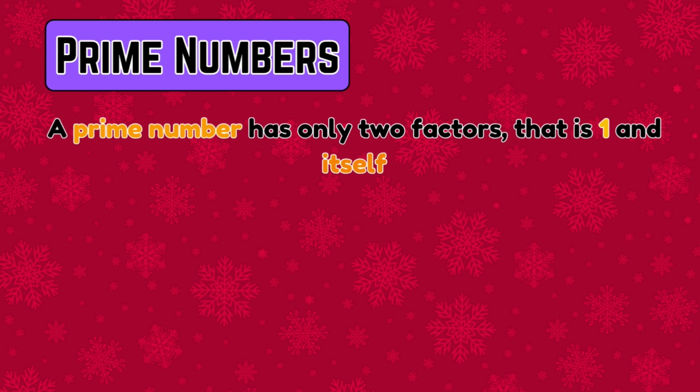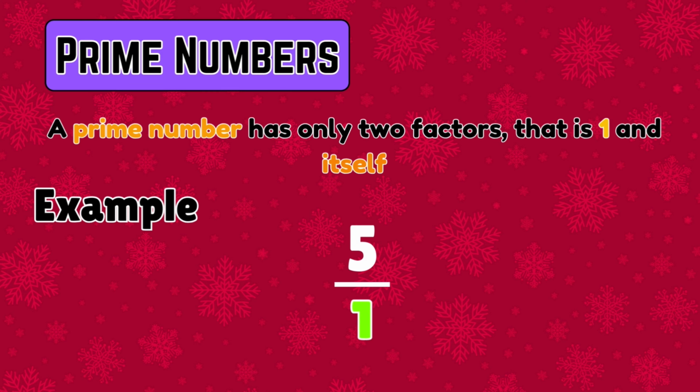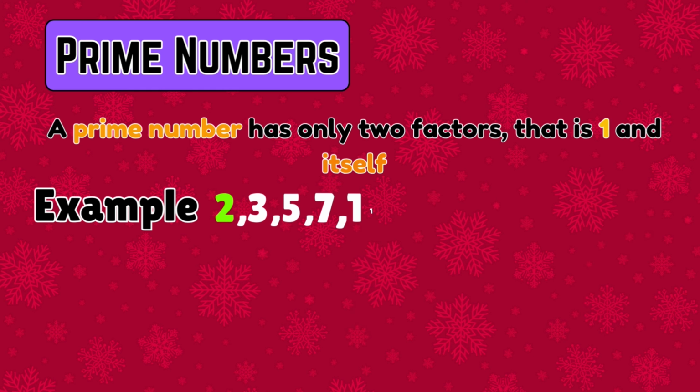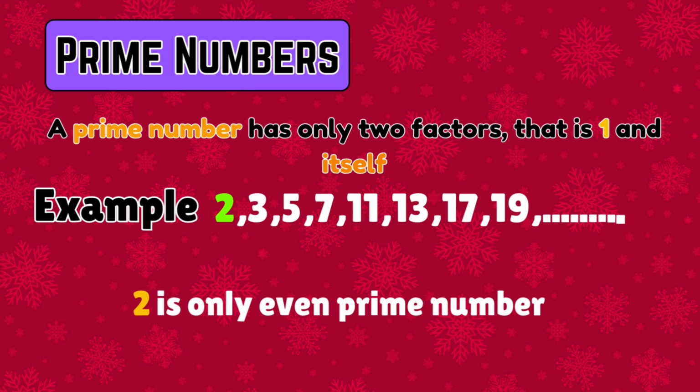Let's classify numbers in a different way. Prime numbers are numbers that can be divided only by itself or 1. Let's take the example of 5 to understand it. 5 can be divided by itself or 1. No number other than 5 and 1 can divide 5. Remember, 2 is the only even prime number, which is my favorite number.